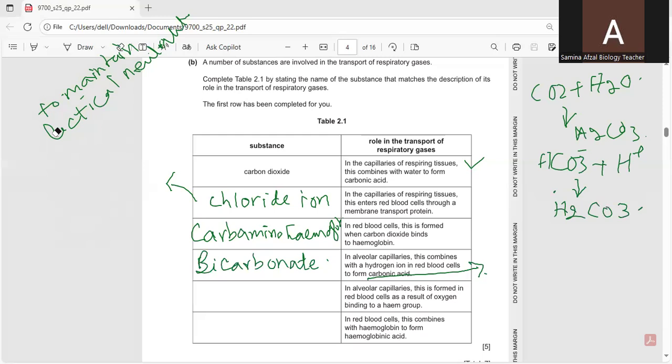The next is in the alveolar capillaries. This is formed in red blood cells as a result of oxygen binding to a heme group. So when oxygen binds with the hemoglobin, it is formed as oxyhemoglobin.